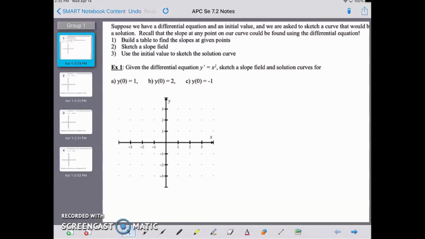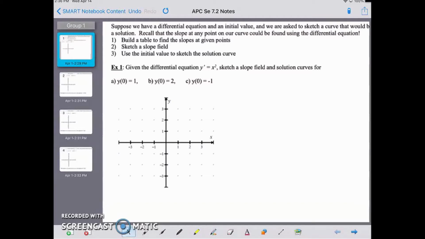So our steps here are just going to be to build a table to find the slopes at different given points on our curve, and then sketch our slope field, and then use the initial condition and the slope field to sketch the solution curve. And I think this will make a lot more sense here as we work through our examples today.